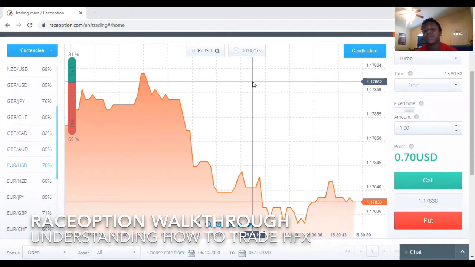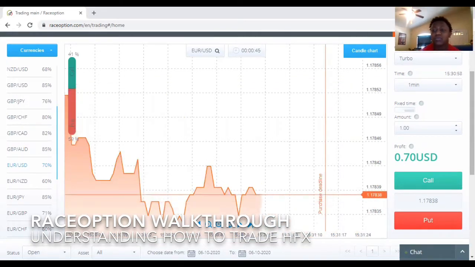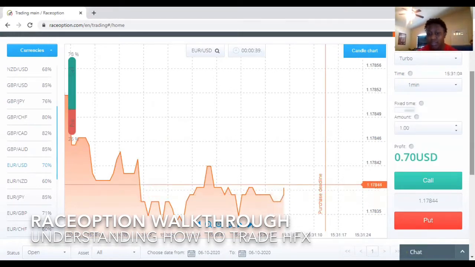So today we're going to be going over how to access RaceOption and how to understand how to trade HFX, right? HFX the game. With RaceOption, this is one of the brokers that you would use for high frequency Forex. RaceOption is one that I use and I highly recommend.